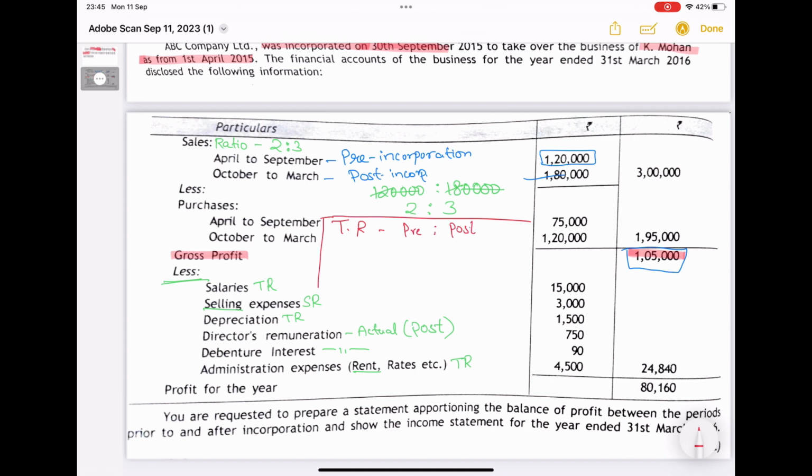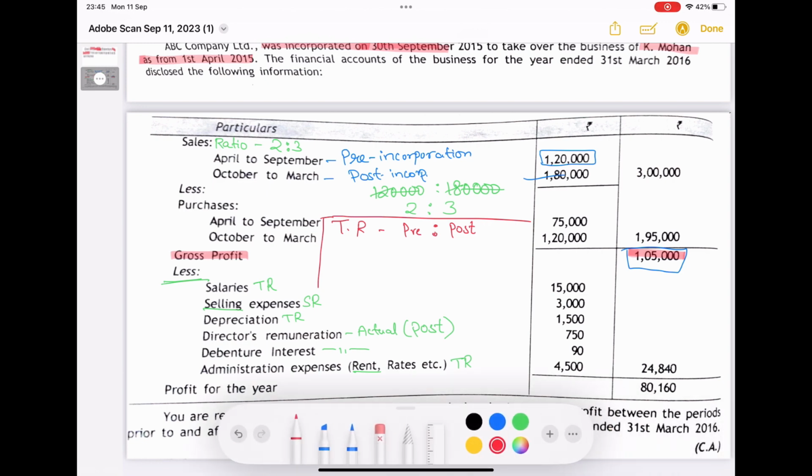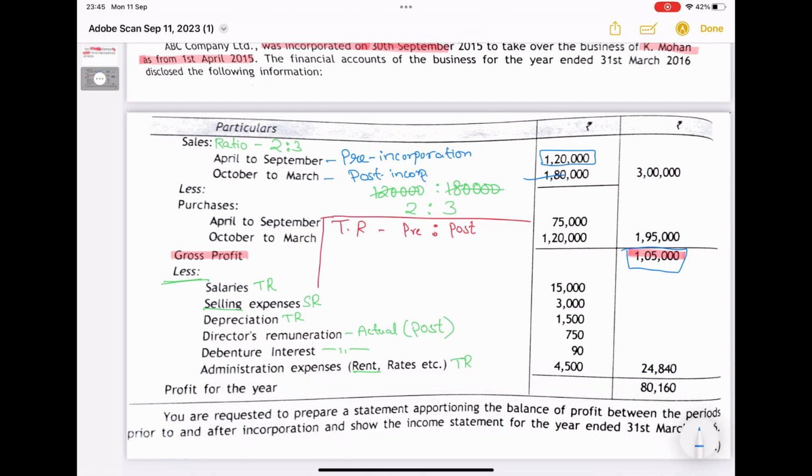So from 1st April to 30th September is my pre-incorporation period. So pre is to post. One thing you have to remember, books of accounts open from 1st April and close at 31st March. So this is my longest duration. Now I'm going to divide it into pre and post.